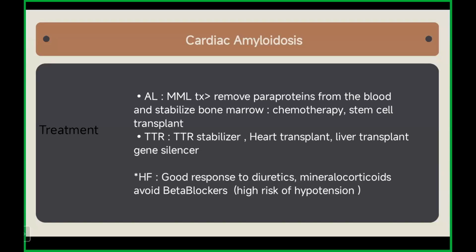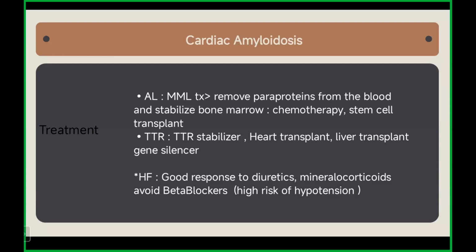TTR amyloidosis has, compared to AL, if you remember the table, a better prognostic, and we can actually use medication like TTR stabilizer, which shows great outcome for the disease, and it responds well to heart transplant and liver transplant. Liver transplant, since the TTR protein is usually formed in the liver, and it also has a great response to gene silencer.